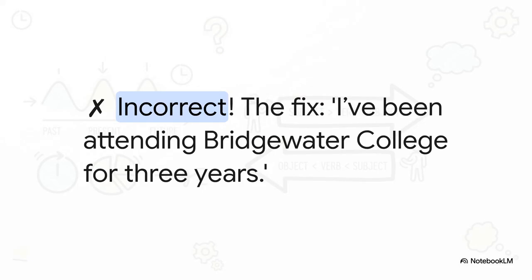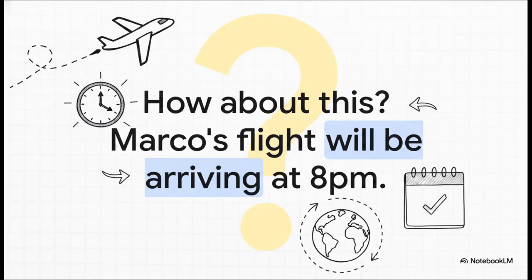And the answer is incorrect. Yep. Remember our rule, because you're talking about a period of time, 3 years, that started in the past and is still going on, you need that bridge. You need the present perfect continuous. So the fix is, I've been attending Bridgewater College for 3 years. Okay, next one.